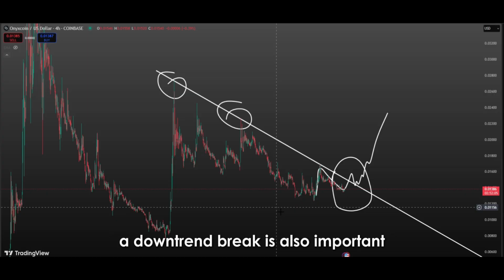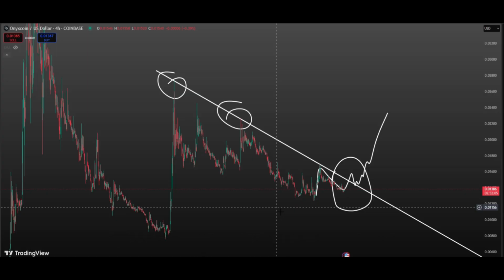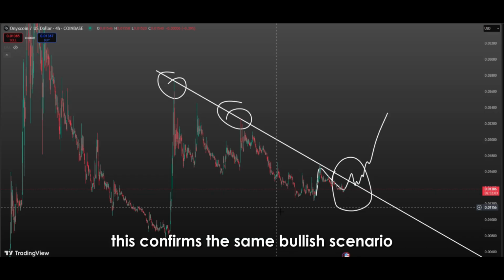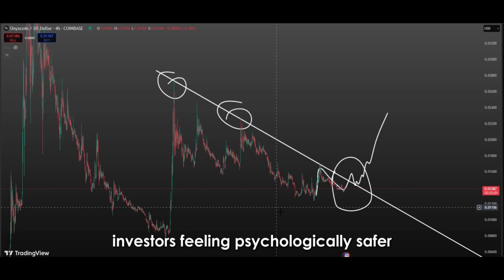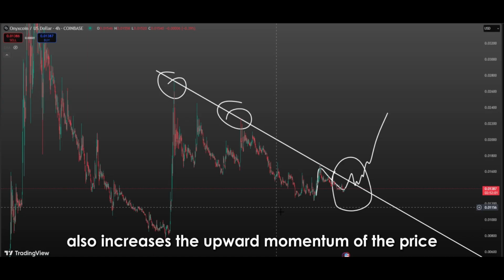A downtrend break is also important in pattern-based analysis. For example, a downtrend breakout sometimes indicates the end of patterns such as descending triangle, pennant, descending wedge. This confirms the same bullish scenario from different technical angles. In such a scenario, investors feeling psychologically safer also increases the upward momentum of the price.